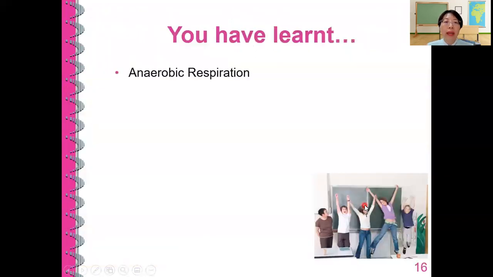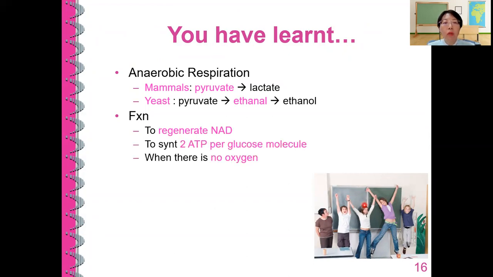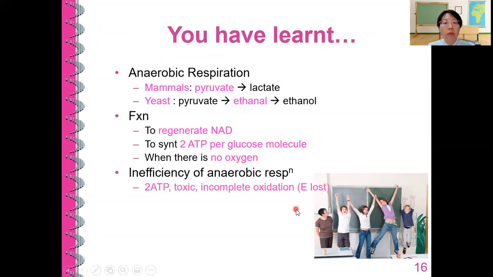So today we have looked at anaerobic respiration. In mammals, pyruvate is used as the alternative hydrogen acceptor to produce lactate. In yeast, acetaldehyde is used as the alternative hydrogen acceptor to form ethanol. The function of anaerobic respiration is to regenerate NAD so that at least 2 ATP can be synthesized per glucose molecule whenever there's no oxygen. There will be inefficiency in anaerobic respiration in terms of only 2 ATP produced.